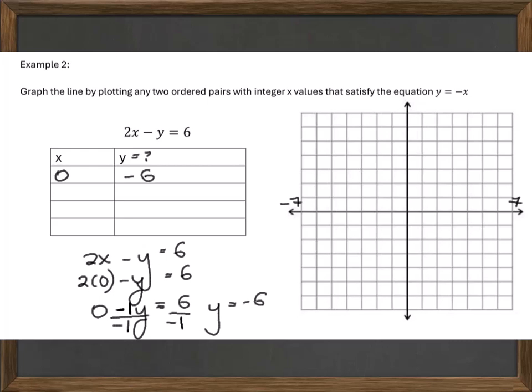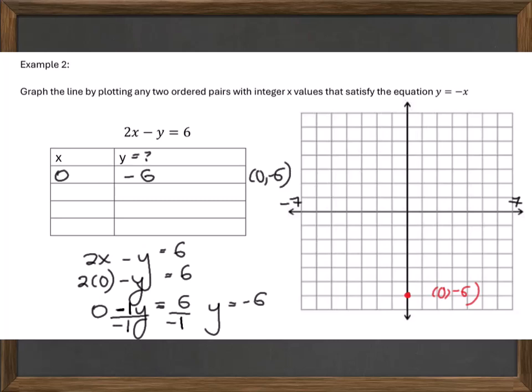So I'm going to write that there. My first ordered pair is the ordered pair 0, comma, negative 6. And that's going to be right here, I believe. So that's our first ordered pair. Again, that's the point 0, negative 6.